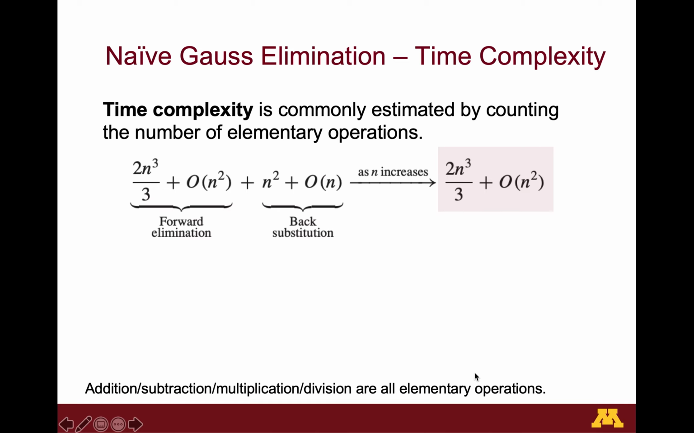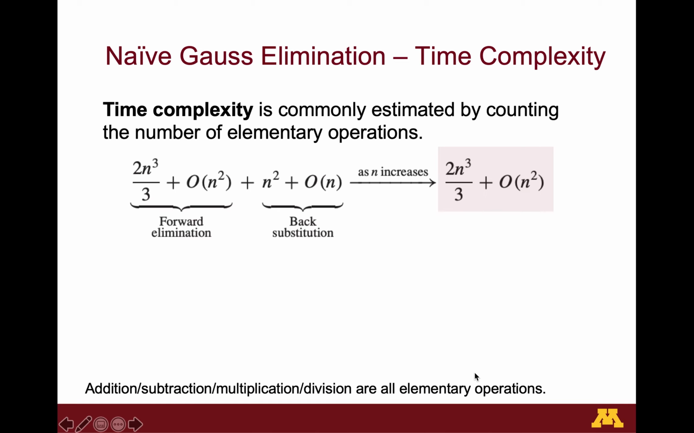Now we explore a little bit about the time complexity in executing naive Gauss elimination. Addition, subtraction, multiplication, and division are all elementary operations. By counting how many elementary operations one method has, we can evaluate the time complexity of the method. The time complexity of naive Gauss elimination is 2/3 n cubed plus O(n squared), where n is the dimension of the A matrix.